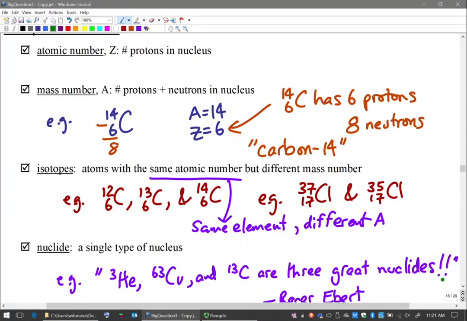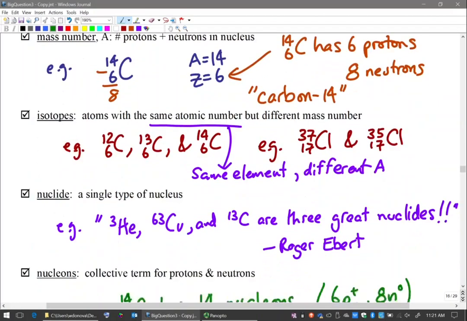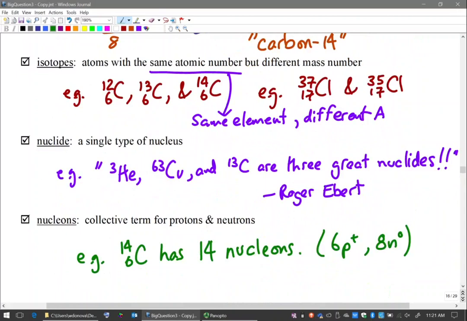Great how all these words sound alike, right? So protons and neutrons together is the mass number as a count, and as a collective noun, we use nucleons. So a carbon-14 has 14 nucleons. That's its mass number. That's how many protons and neutrons collectively. And the reason for worrying about nucleons is a few different places that we'll see it used.